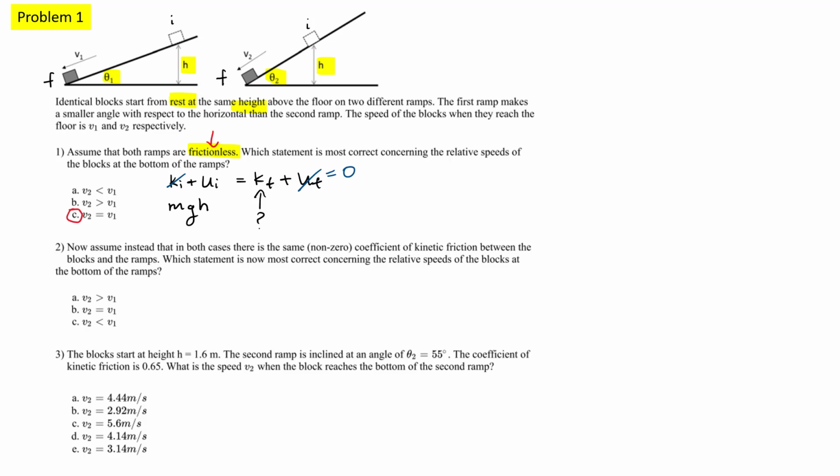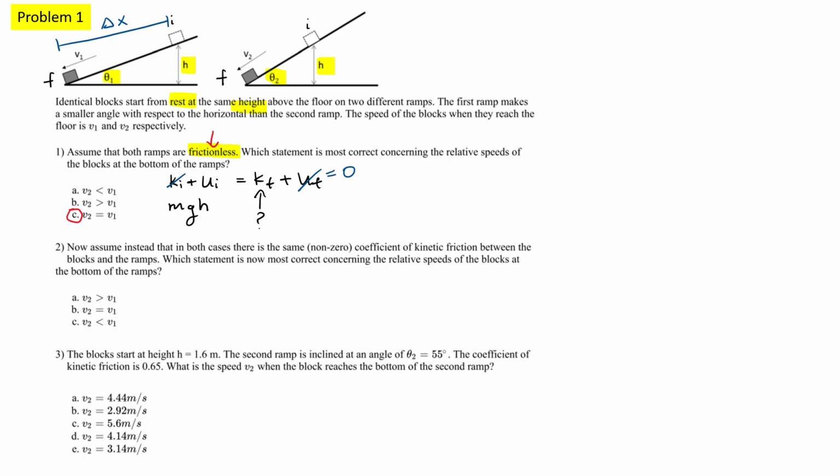Question 2 says, now assume instead in both cases there is the same coefficient of kinetic friction between the blocks and the ramp. Which statement is now the most correct concerning the relative speeds of the blocks at the bottom of the ramp? So what would you say? Well, again, if you were just simply looking at this from a geometrical standpoint, you would see that this distance here would have to be longer if they start from the same height right here, right? That's simply from the geometry.